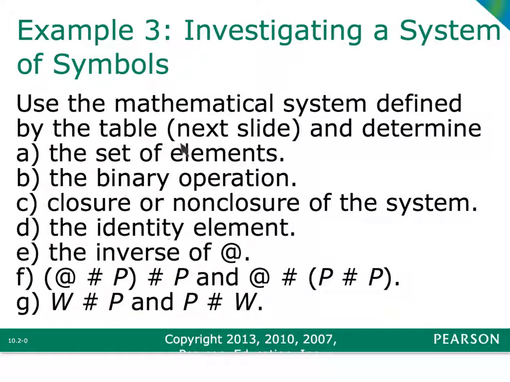Now let's look at an example where we're using a symbol for our operation, which would be this number symbol, and our elements are going to be something weird like capital P, capital W, and the @ symbol. So we're doing something a little bit different. We're going to use this mathematical system. We're going to look at the set of elements, the binary operation, whether we have closure, the identity element, and the inverse. And we're going to see if we have the associative property and commutative property for F and G using these 2 examples.